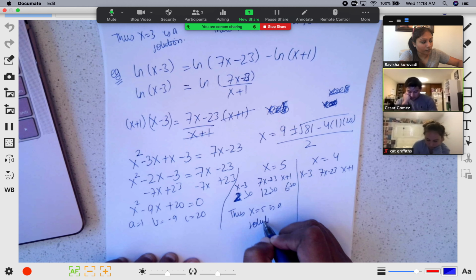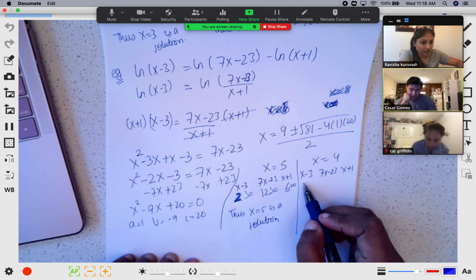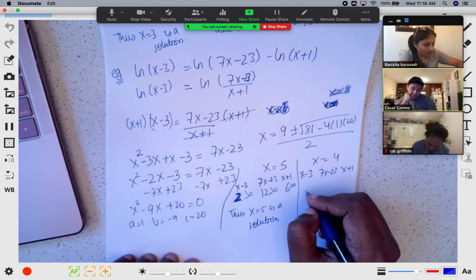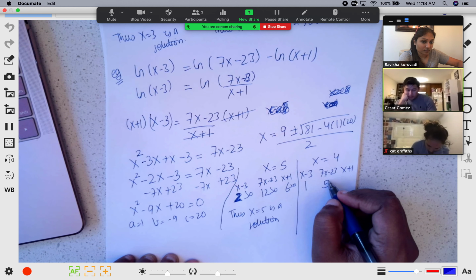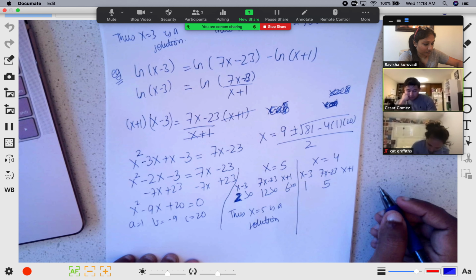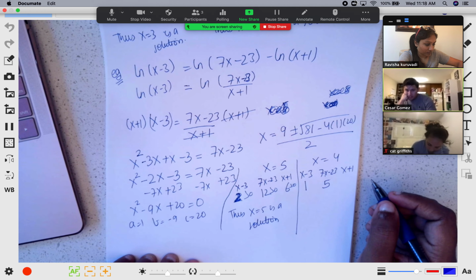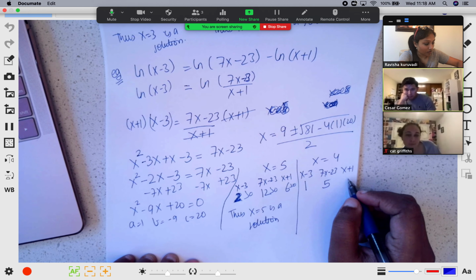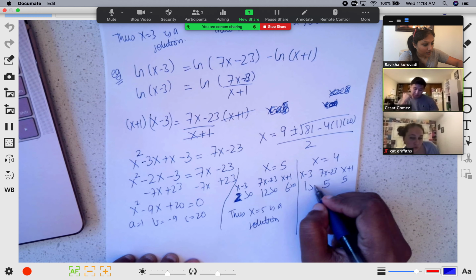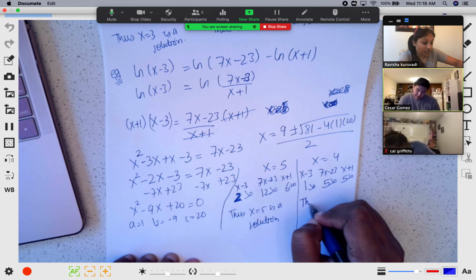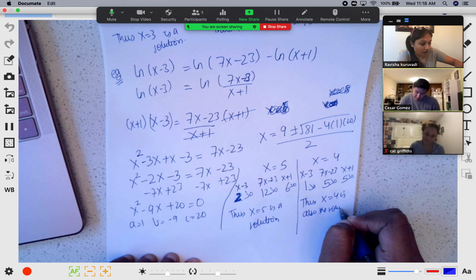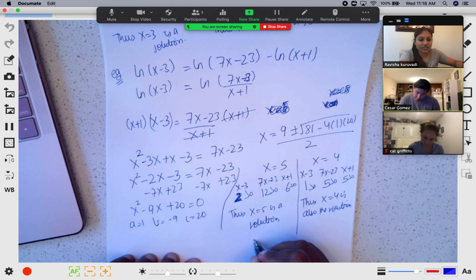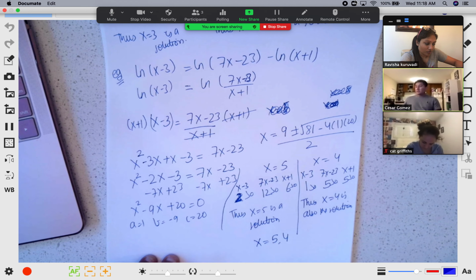What about 4? When you put 4 here, what do you get? 4 minus 3 is positive 1. That's okay. 7 times 4 is 28 minus 23, which is positive 4, which is fine. 4 plus 1 is positive 5, so that's okay. All of them are greater than 0. Thus, x equal to 4 is also a solution. Both are solutions, so your answer will be x equals 5 and x equals 4. Both are your final answer.